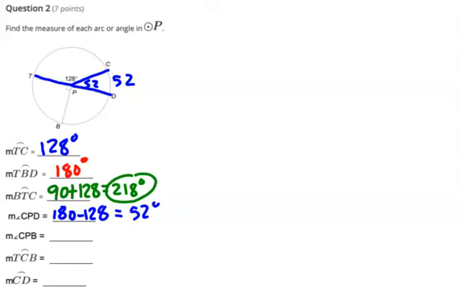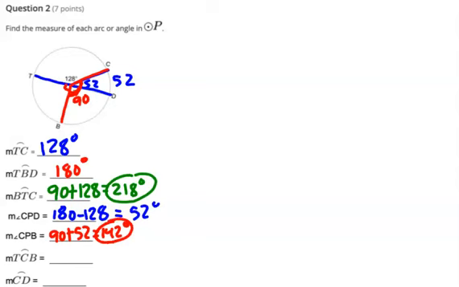Angle CPB is going to be a similar situation. I know that there's a 90 on this side, which means there's a 90 on this side. So if I want this entire angle, what I need to do is add 90 plus 52 and get 142.